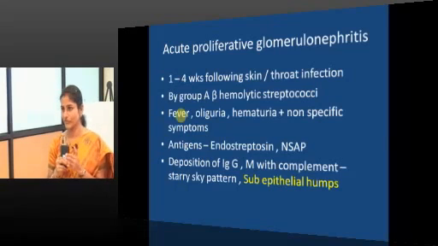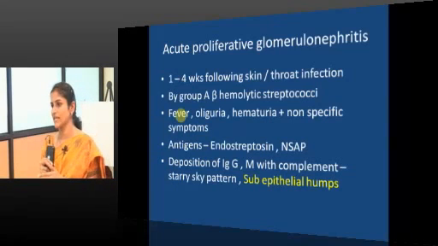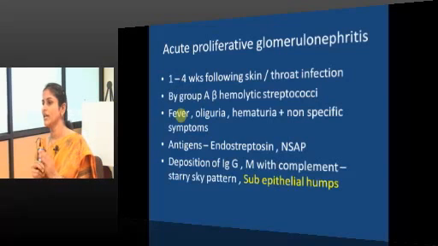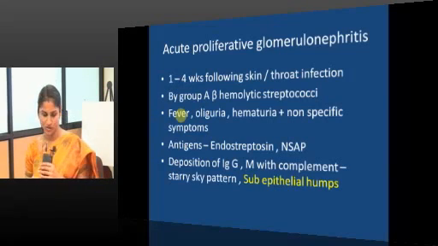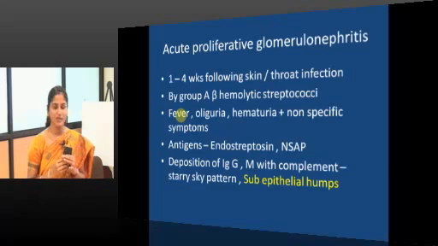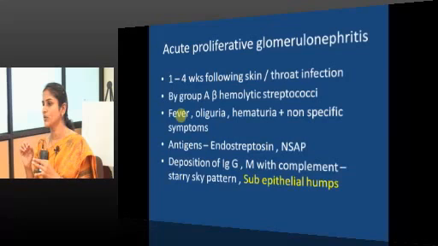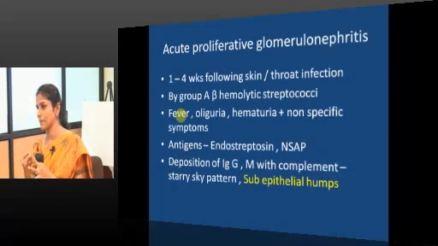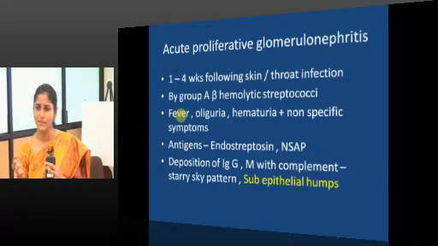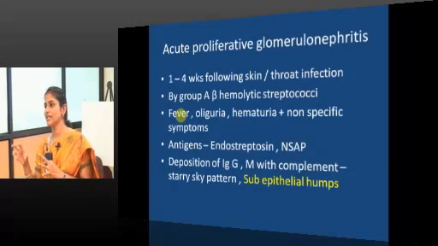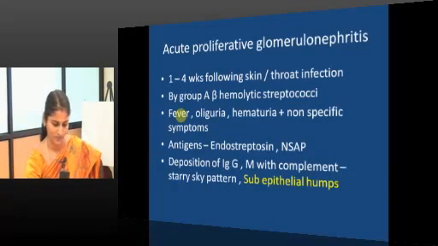So, usually acute proliferative glomerulonephritis follows 1 to 4 weeks after a throat infection or skin infection by group A beta hemolytic streptococcus, and the patients usually present with fever, oliguria, hematuria and others. The antigens include endostreptosin and NSAP, meaning nephritic strain associated protein, and there is deposition of IgG, IgM, and complement, preferably in the subepithelial zone.